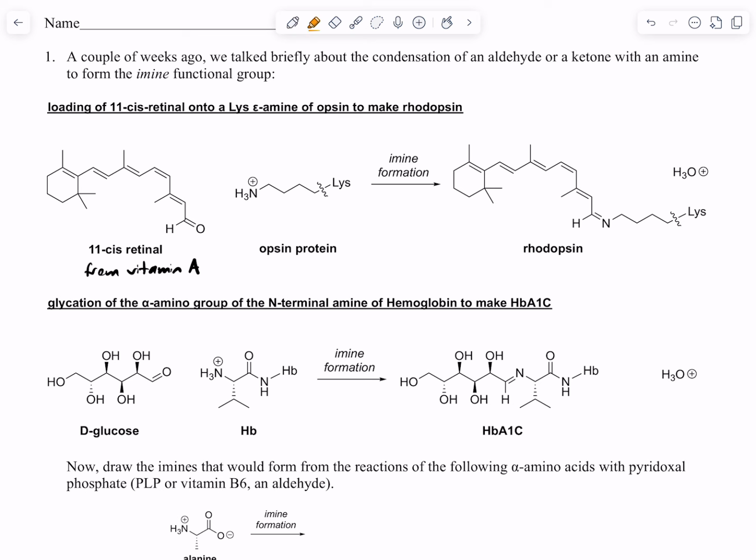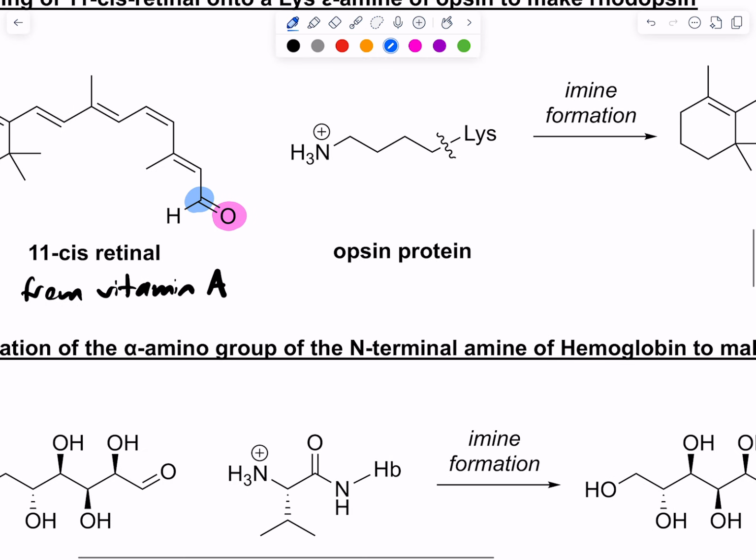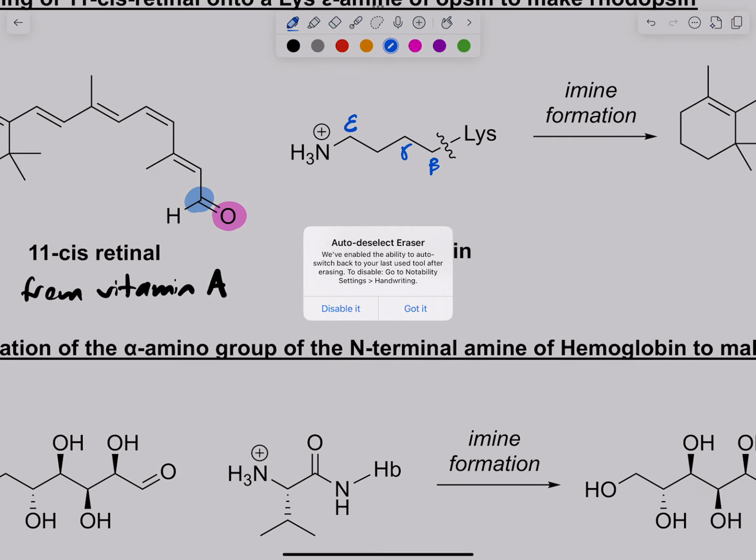It has an aldehyde. There's your carbonyl carbon, there's your carbonyl oxygen, the LUMO, the carbon-oxygen pi star, and then the protein in your rod and cone cells that can absorb light. Before it has retinal linked to it, it's called opsin, and there is a lysine side chain. This happens to be the beta carbon, gamma carbon, delta carbon, epsilon carbon.